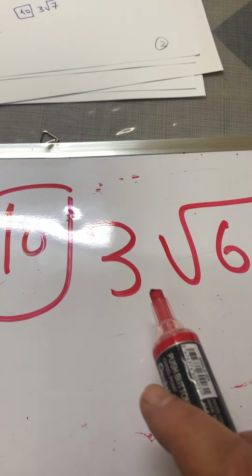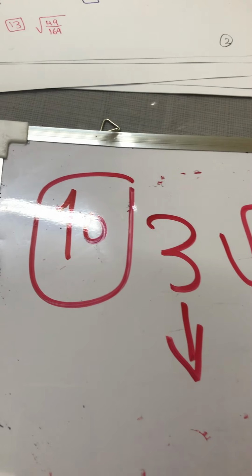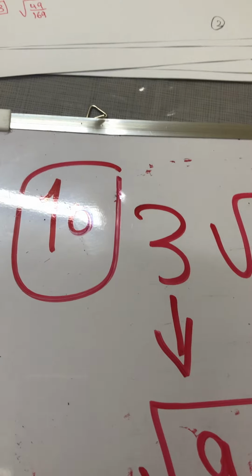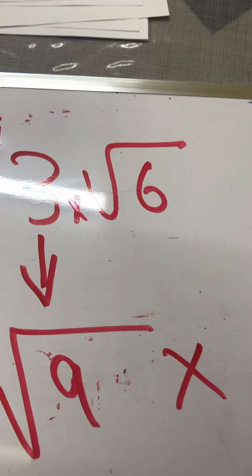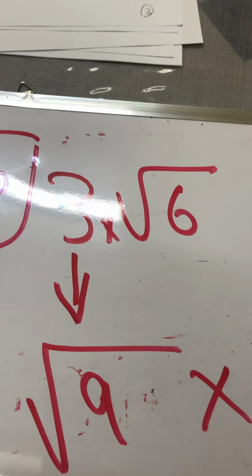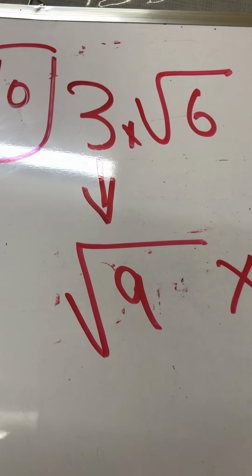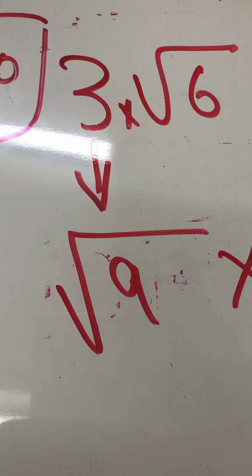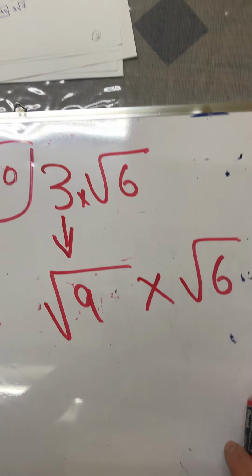Now I want to take the 3 under the square root. This 3 comes from where? It comes from 3 times 3 under the square root, so it will be 9. Multiply square root of 6. So I change this 3 into square root of 9, multiply square root of 6, like this.